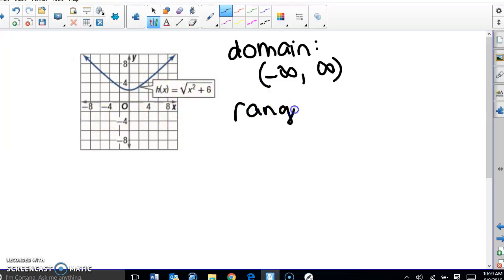Looking at our range, however, we have a minimum value here. To me, this looks like a little bit above 2. I'll say 2.5. So looking at our graph, we have a minimum point of 2.5 where the graph stops. Now it looks like it can be that point, so I'm going to do a bracket. And then as we go up our y-axis, we do not have any limitations, so it's going to continue to positive infinity.